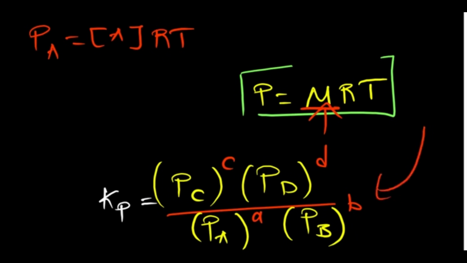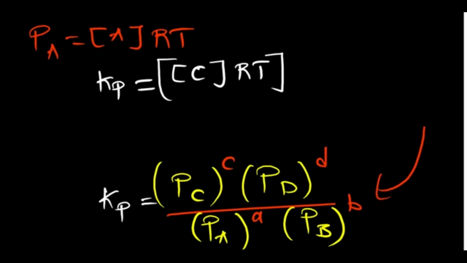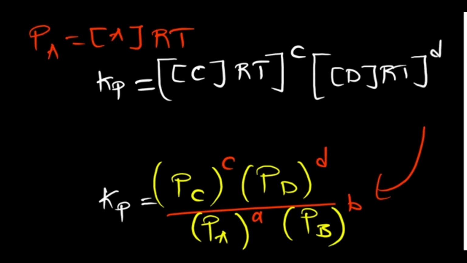And let's try to substitute that now in the next step. So I'll write Kp is equal to, so where is the pressure of C? It's going to be the concentration of C times RT, raised to the power c. And then of course I'll go to the pressure of D, which is going to be the concentration of D times RT, raised to the power d. Let me just use a different color so that we're able to see clearly. So that is c and then that is d.